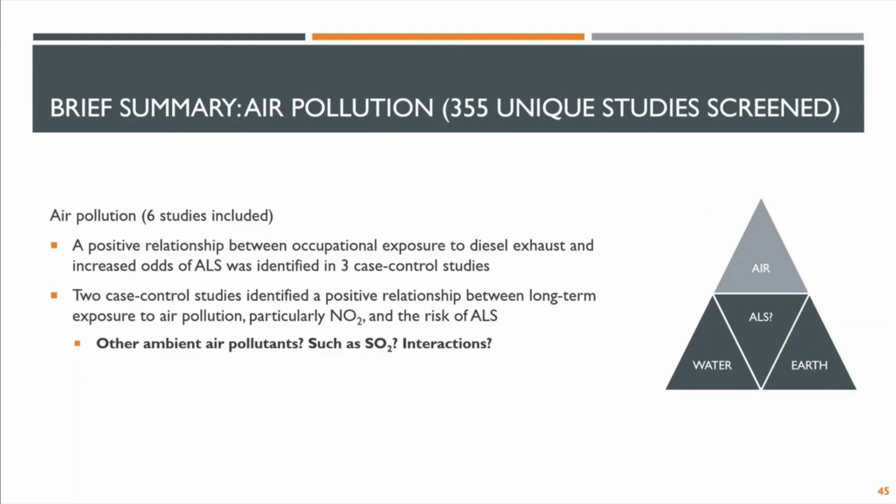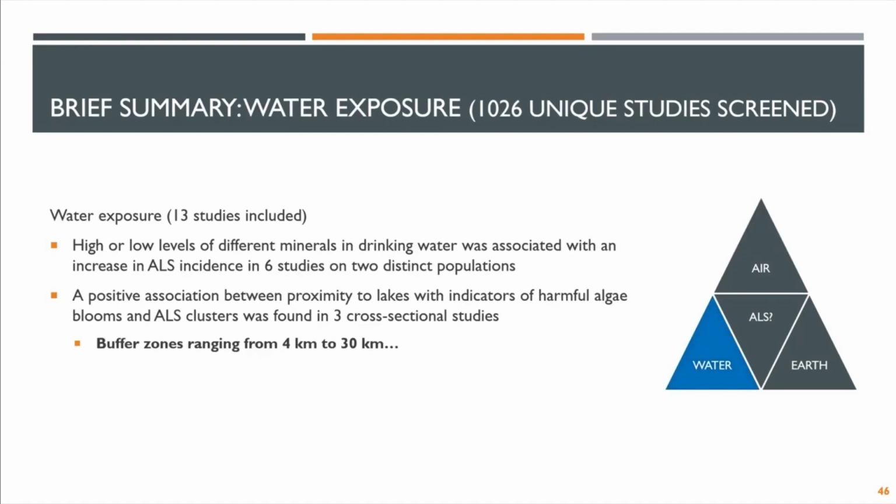For air pollution, it looks like exposure to diesel exhaust in your occupation had increased odds of ALS, as well as NO2 when it came to more the general atmospheric pollution in neighborhoods. And this is interesting because NO2 is actually one of the components of diesel exhaust. But what about other air pollutants like SO2, which is also found in diesel exhaust? Or what are the interactions?